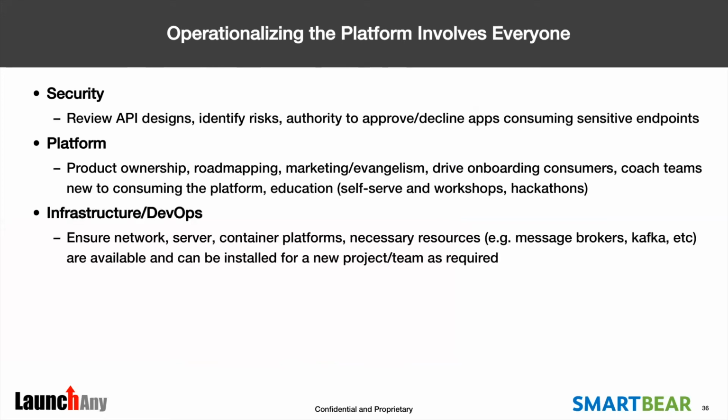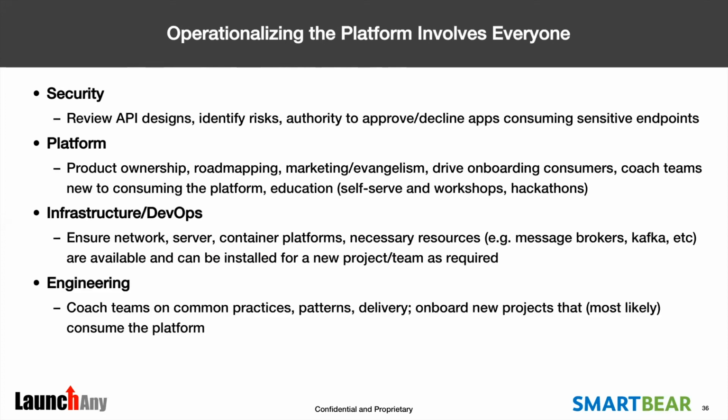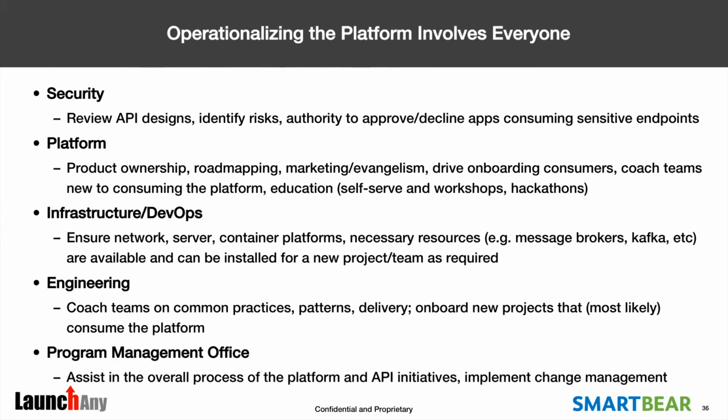We also have to have infrastructure and DevOps in place to make sure the right network routing rules are in place, that we have all the resources to deploy APIs, and that we have everything we need for our message streams and asynchronous communication for our microservices. And then, of course, we have to deal with engineering. We have to actually apply common practices and patterns. We have to teach people how to actually write the code necessary to build resilient APIs as part of these platforms. And then finally, we need to integrate the program management office, where they implement change management techniques to interlace the existing processes that exist today with these new processes that are going to be required to support the platform initiative.